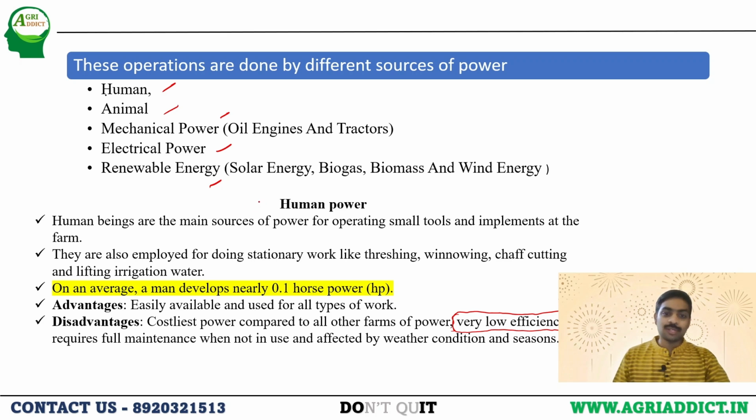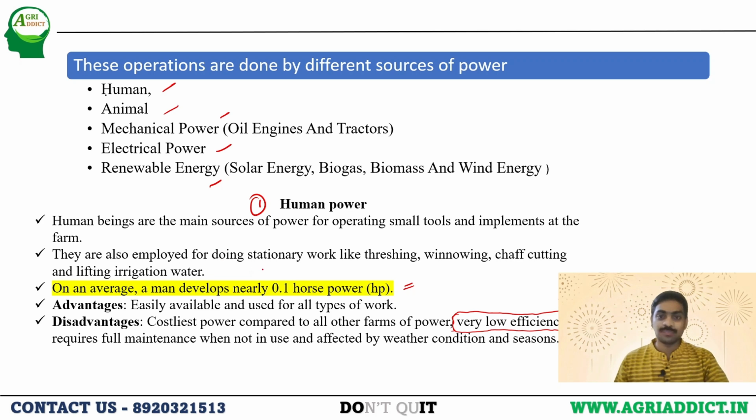And now, first talking about the human power. First, to note here, the energy that a human normally has is around 0.1 HP. It will be on an average, the tendency of a person to work. And the major advantage of human beings is they are available throughout any season.